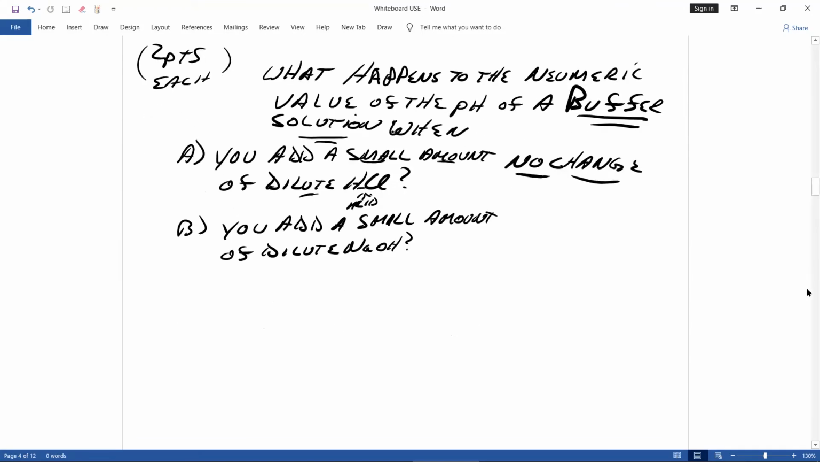And B, when you have a buffer solution and you add a small amount of dilute NaOH, and NaOH is a base, what happens? Buffer solution, small amount of acid or base, no change in the numeric value of the pH.